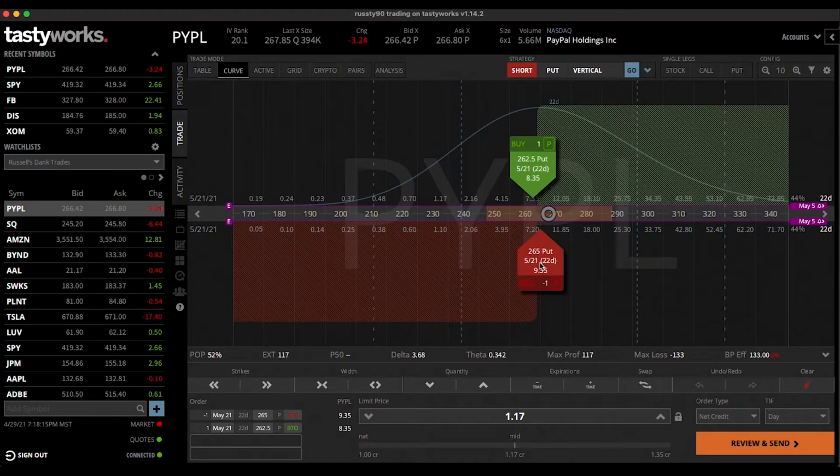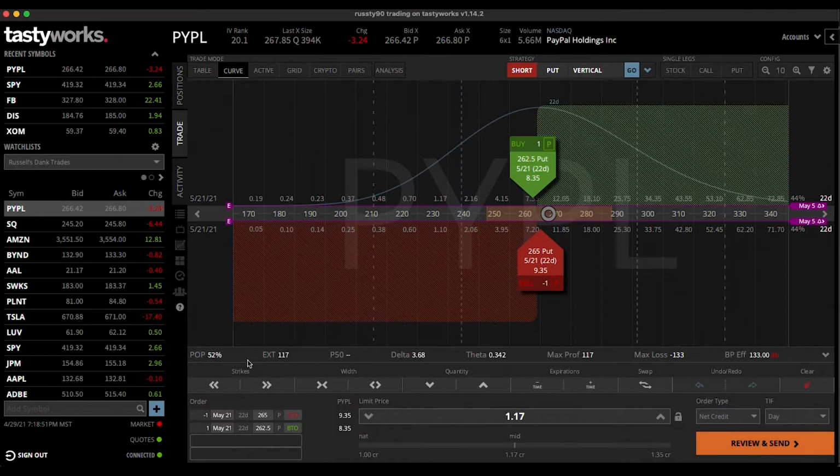Since we are selling premium here, we are buying this. Long strike, short strike: green, red, long, short. Pretty simple. This graph shows you the stock price, $170, $190, $210, $250, and this is PayPal, and you can see the word PayPal in the background. And then here is the price of the strike and the date.